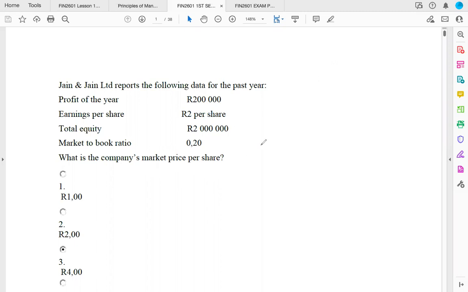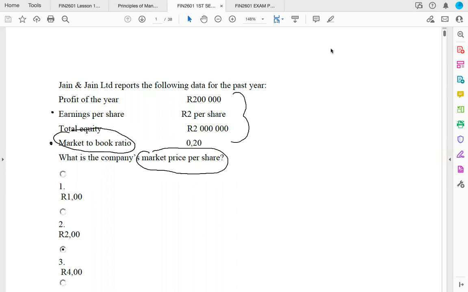Now, when you're dealing with the ratios for FIN2601, the starting point should always be to write down the formula of the ratio, right? That you're asked to find. And then if you're not asked to find any particular ratio, but you're just asked to find the market price per share, you need to ask yourself, have I been given any ratios here which contain the market price per share? Here we've been given two ratios: earnings per share and market to book ratio. And the ratio which contains market price per share is the market to book ratio.